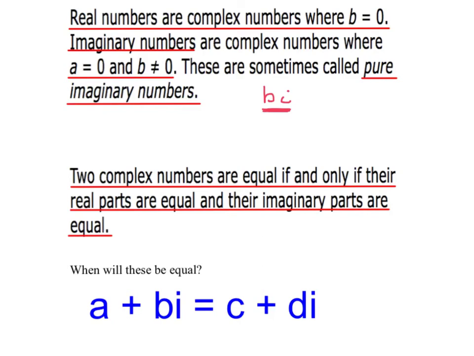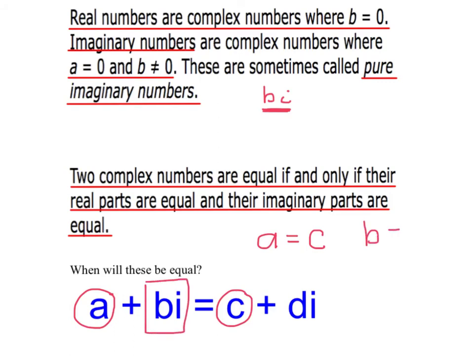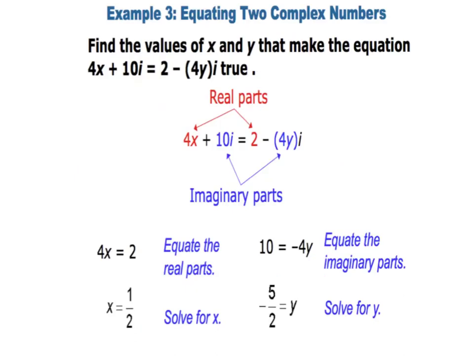Now, let's talk about when two complex numbers are going to be equal. Two complex numbers are equal if and only if this a value is the same as this c value right here, and this b value here is equal to this d value there. So if a is equal to c and b is equal to d, then we say that these two complex numbers are equal. Now in your homework tonight, you're going to see a few problems like this.